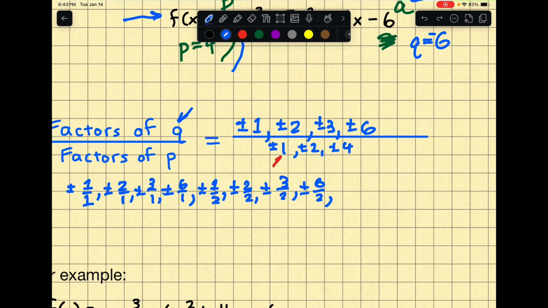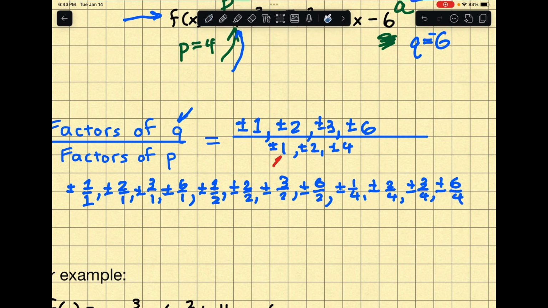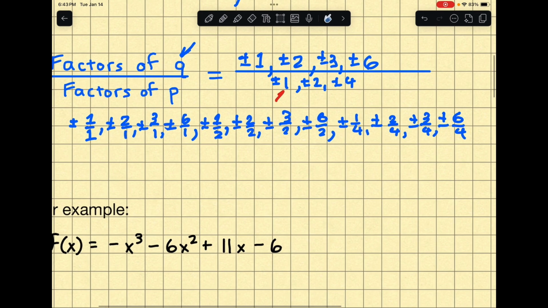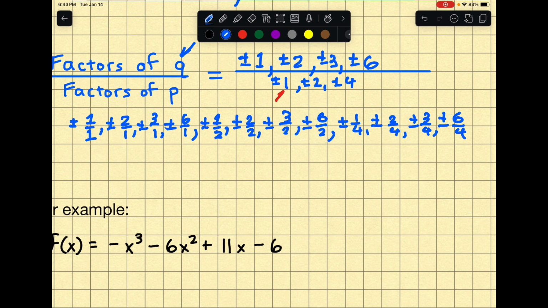So we're going to add plus or minus 1 over 4, and then plus or minus 2 over 4, plus or minus 3 over 4, and then plus or minus 6 over 4. Okay, I know it seems tedious. There is some method to this, and it's going to become useful when we do the part 2 exercises for lesson 27. So now we want to refine this list.